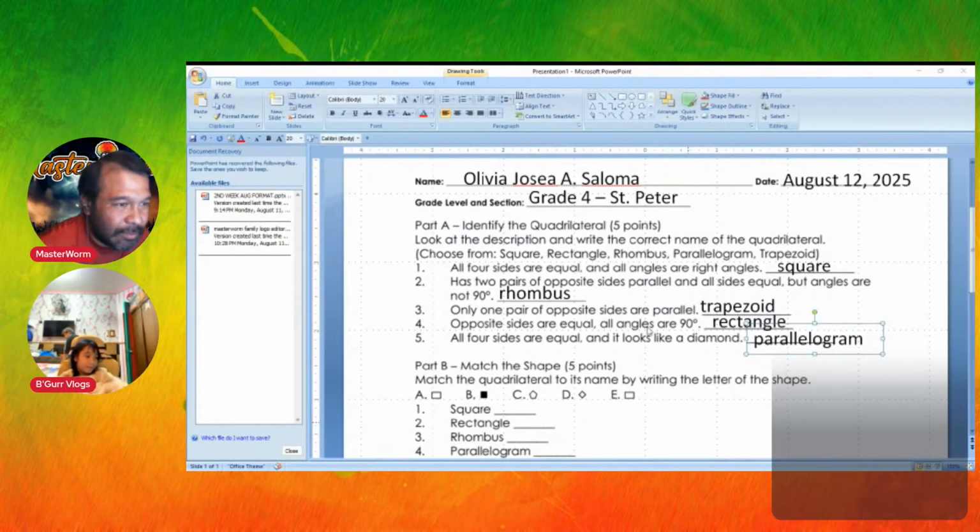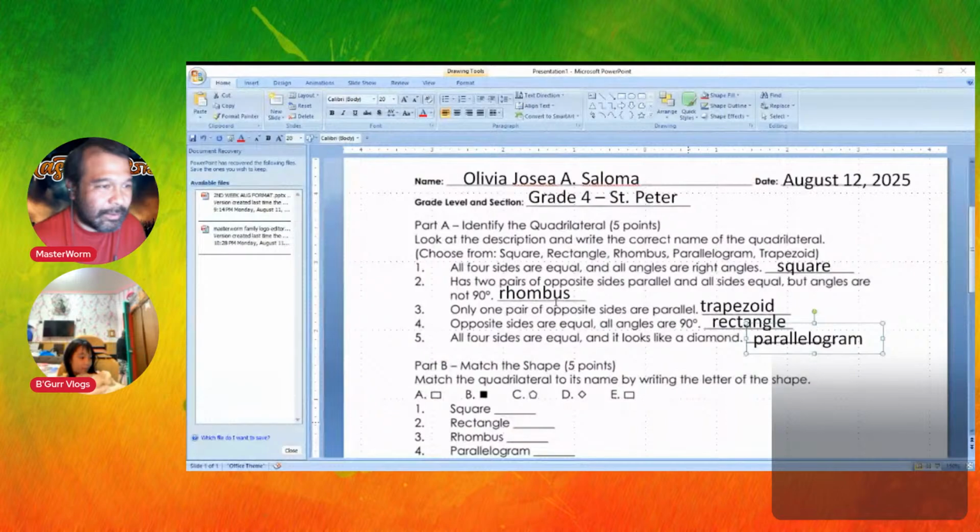Is it rhombus? Parallelogram? I don't know. Okay, bigger, rhombus.